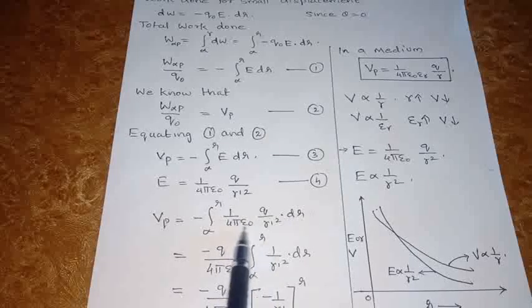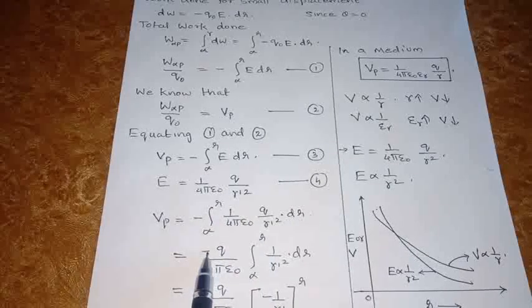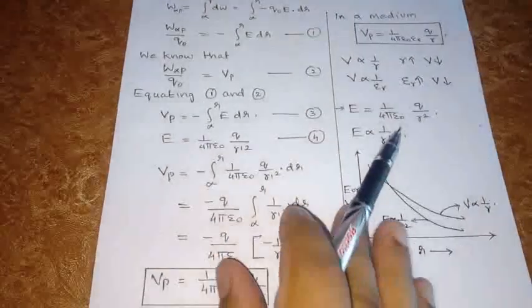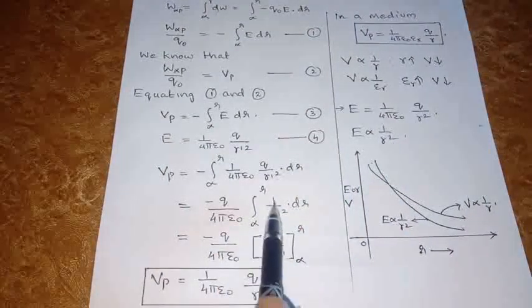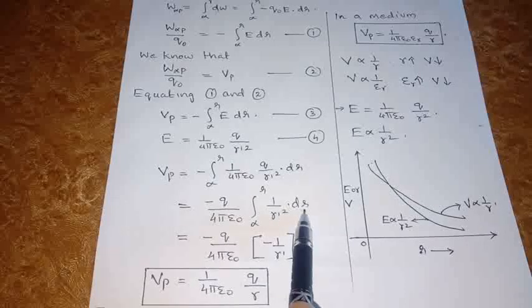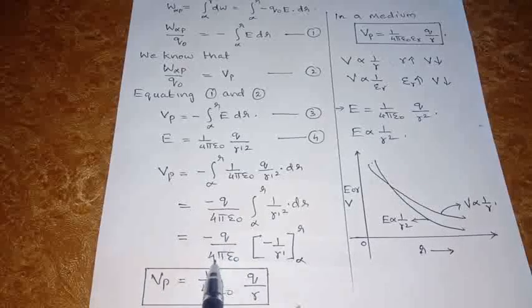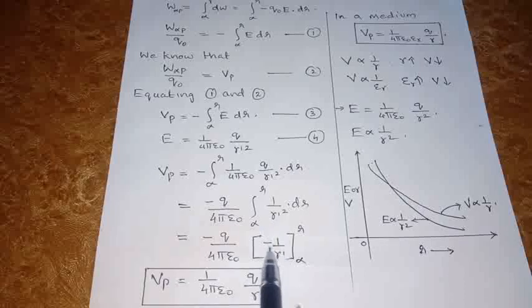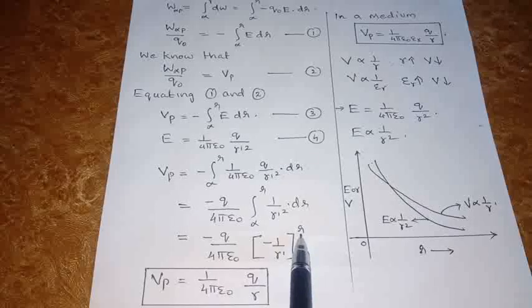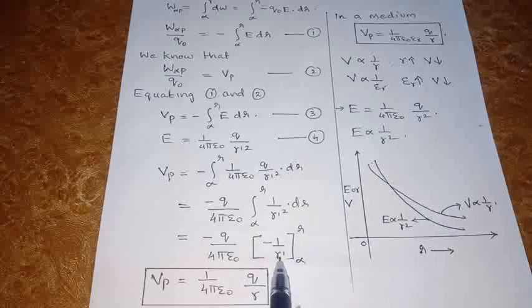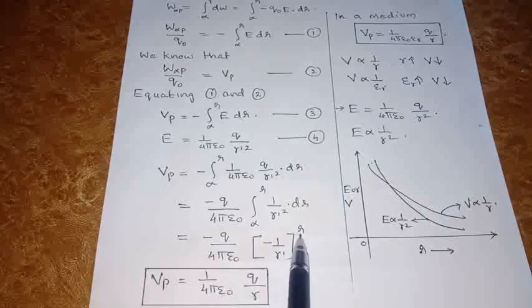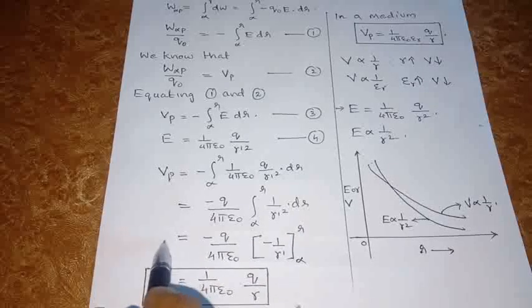Now q by 4 pi epsilon 0 can be taken out along with the minus sign. Q by 4 pi epsilon 0 is taken out, integral infinity to r 1 by r dash square into dr. So that will be the potential. Now that can be written as minus q by 4 pi epsilon 0 times the integral of 1 by r dash square, which is minus 1 by r dash, with lower limit infinity and upper limit r. What's the meaning of that? R dash can take the value from infinity to r, where r is the final position. So we have to take the charge from infinity to r in order to find the potential Vp.